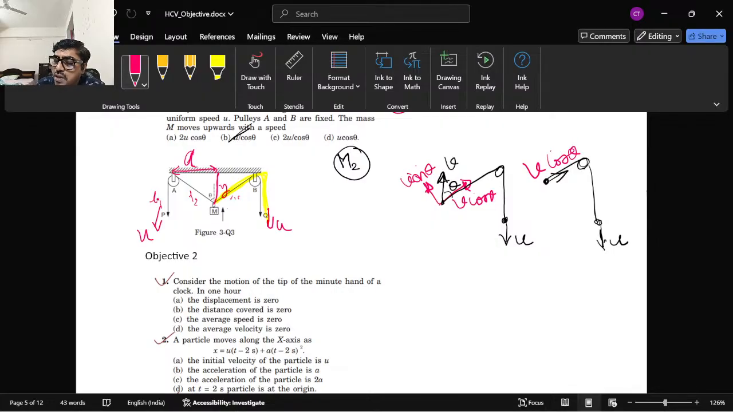Now you see, the rate at which one end approaches is V cos theta. The rate at which the other end goes away is U. So V cos theta has to be equal to U, because the length between them is constant. This part of the length is not going this side, it is just going up only. This part has to be constant, and that means V equals U by cos theta. This is the other method.